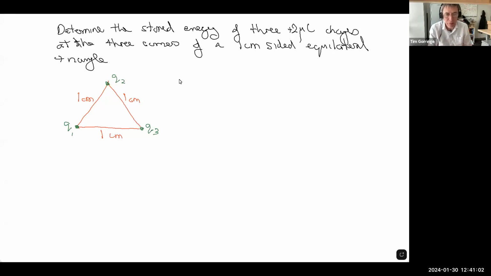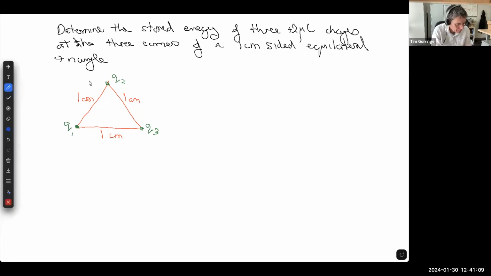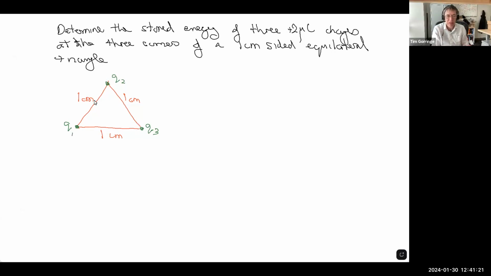That's what equilateral means. So I pictured the arrangement of charge over here on the left-hand side. I just drew this drawing. Here are my three charges. I call them Q1, Q2, Q3. Here are the three separations of the three pairs of charges which form the sides of the triangle. And we've got to calculate the energy of this arrangement.